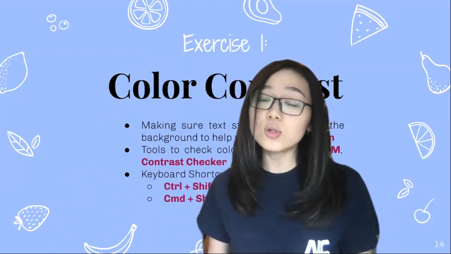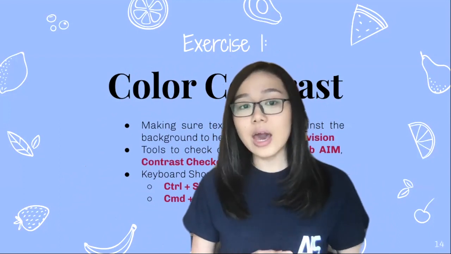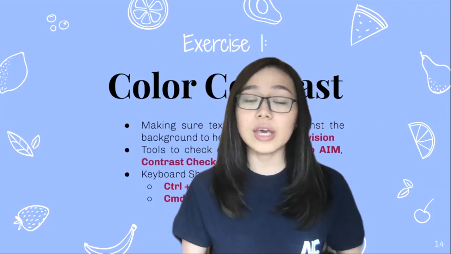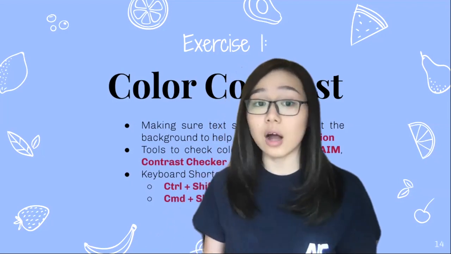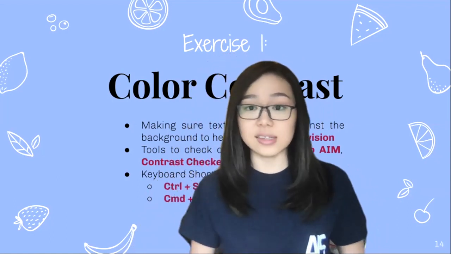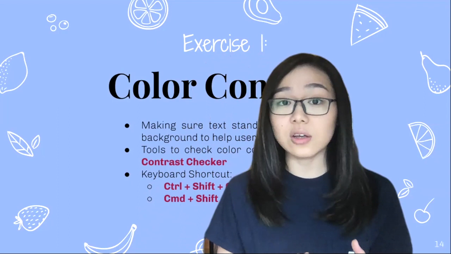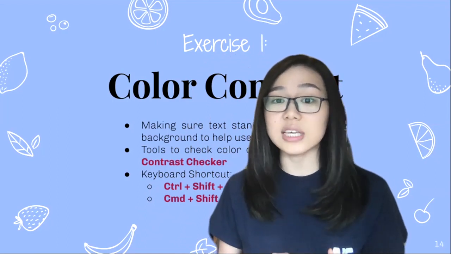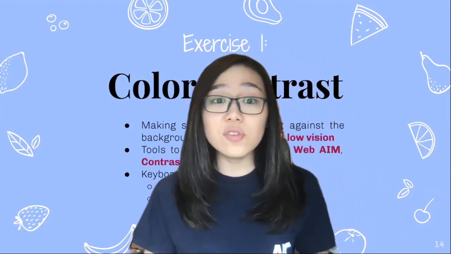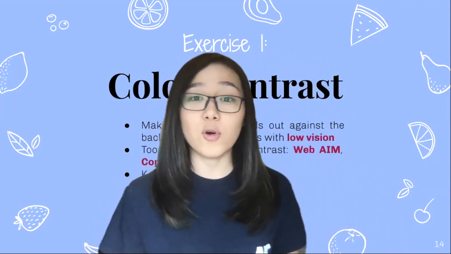There are some tools that you can use to check the color contrast. Some of them are WebAIM or Contrast Checker, which is kind of like a color dropper where you can select a text and it will tell you the contrast ratio. But there's also a keyboard shortcut that you can access through your own computers. You can hit Control-Shift-C on Windows or Command-Shift-C on Mac. And now we'll show you how to do it. So let's move to the guideline file and also make sure that you have the code ready for this demonstration.